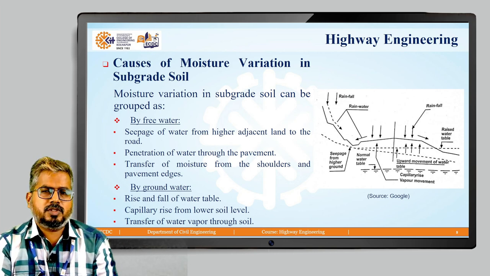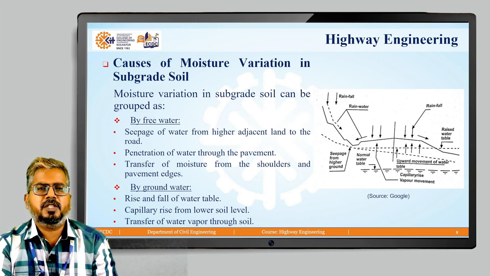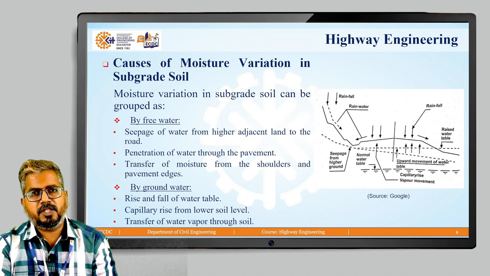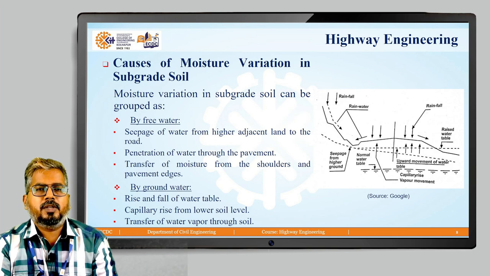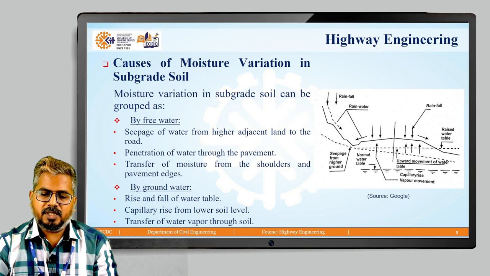Now, what are the various causes of moisture variation in the subgrade soil? Moisture variation in the subgrade soil can be grouped as follows: by free water and by groundwater. By free water, we have the seepage of water from the high adjacent land to the road, penetration of water through the pavement, and the transfer of moisture from the shoulders and the pavement edges. And by groundwater, we have rise and fall of water table, capillary rise from the lower soil level, and transfer of water vapor through soil. The same can be seen in the figure that we can see here.